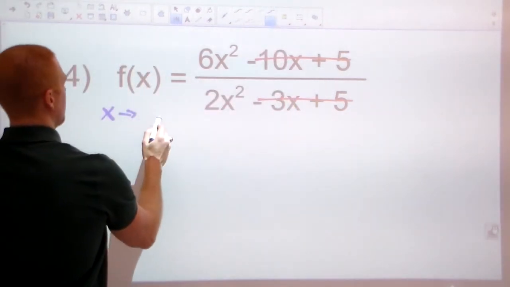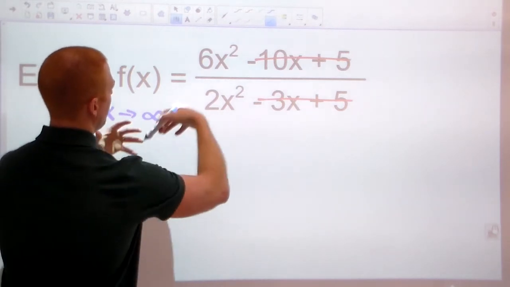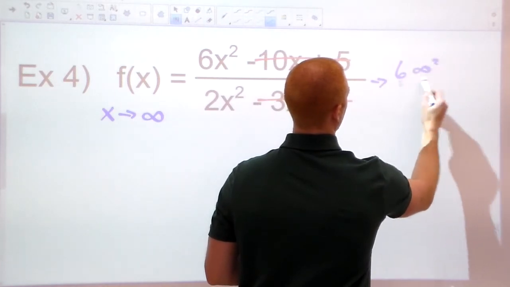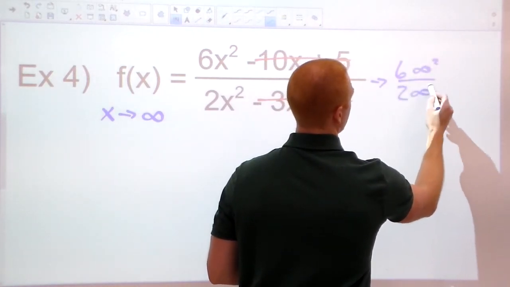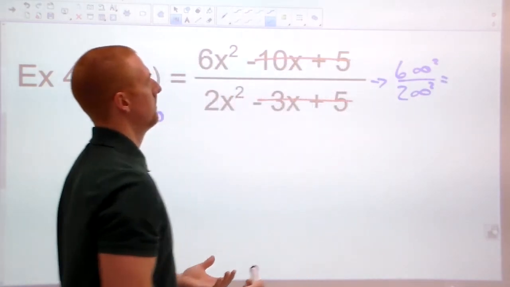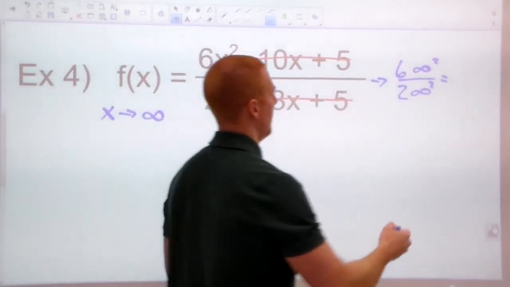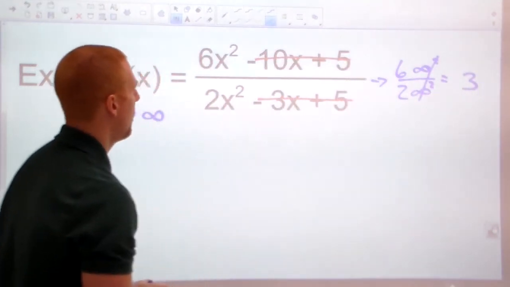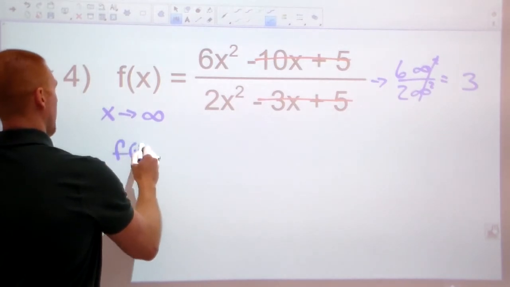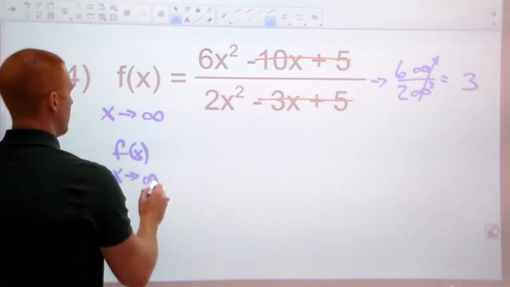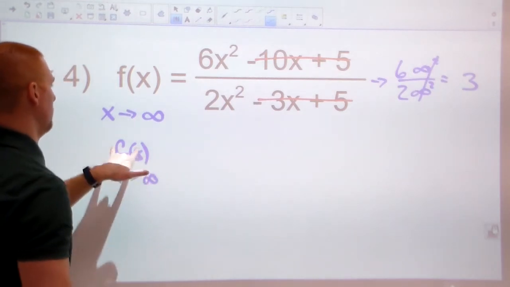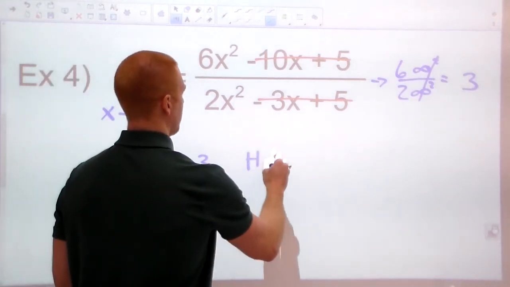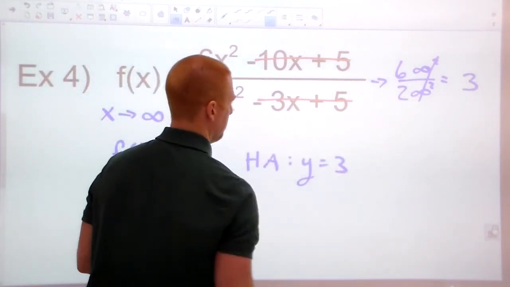So as x is approaching infinity, if we start thinking in terms of plugging infinity in, then 6 times infinity squared over 2 times infinity squared, and reduce that down, well, the infinity squareds, if they were any other variable, would just divide out. 6 divided by 2 is 3. So long term, let me write it in this notation for you. As x approaches infinity, your f of x, or y value, is approaching 3. So that's your horizontal asymptote at y equals 3.